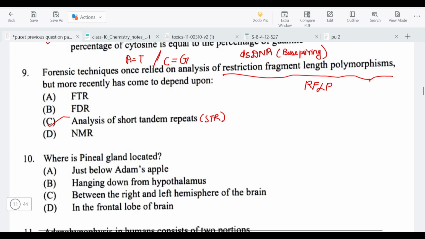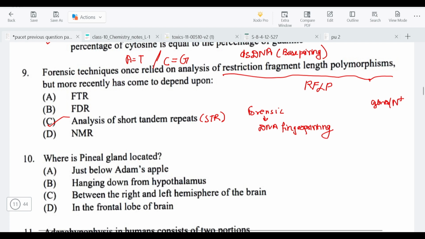What is STR and what is RFLP? They are used in forensics. Where are they used? Forensics for what? DNA fingerprinting. And in actuality, what are these? These are the repeats or repetition of genes or nucleotides, right?